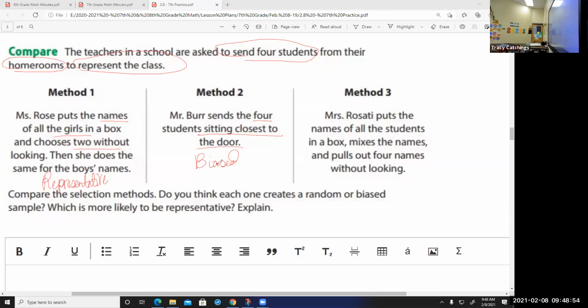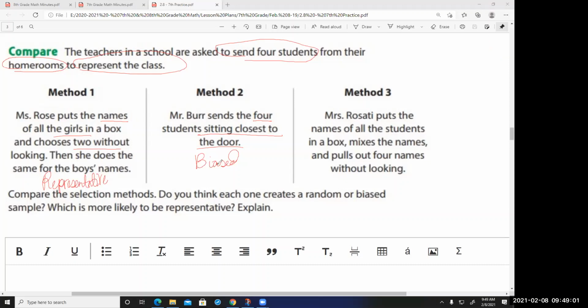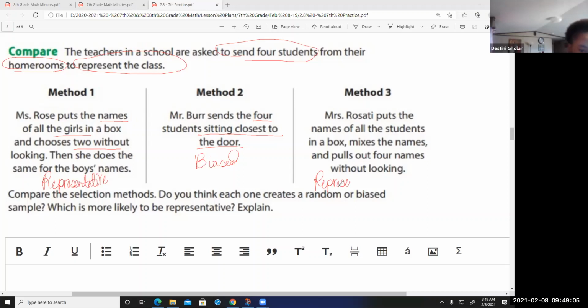All right, look at method 3. She put all the names in a box, she mixed them up, and then she pulled out 4 names. Representative. Everyone had a chance of being selected.